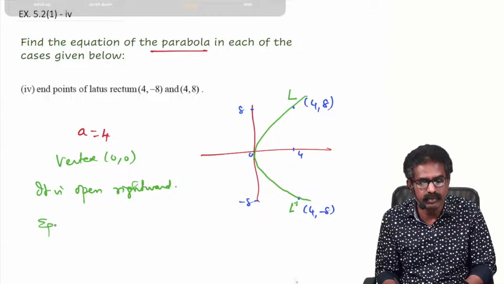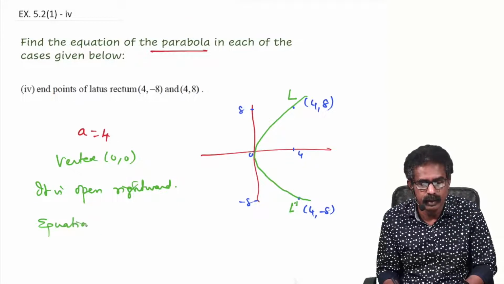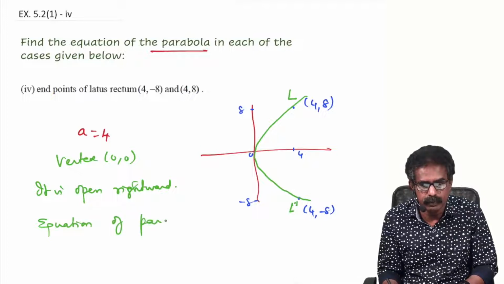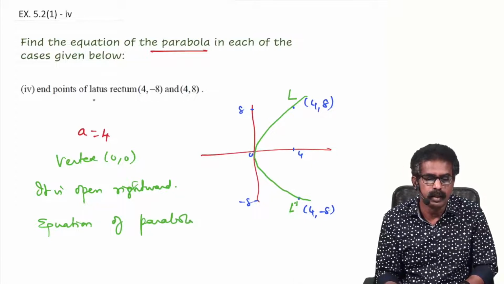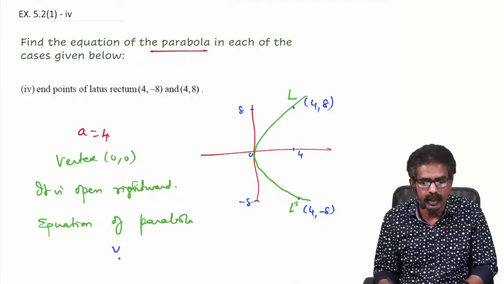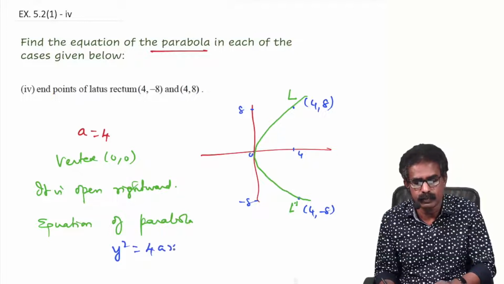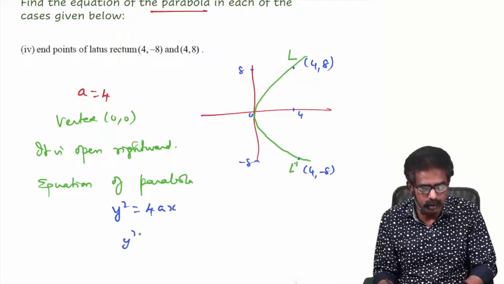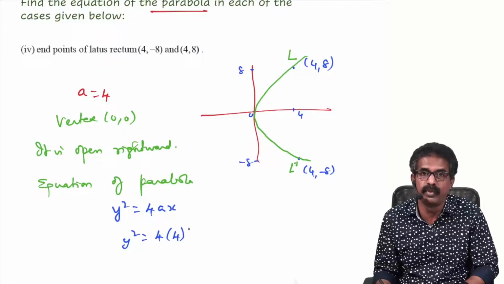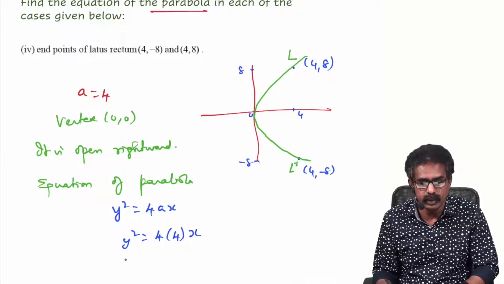So equation of parabola. You can take y square equal to 4ax. So that is y square equal to 4 into a value also 4, 4 into 4 into x. So your answer is y square equal to 16x.